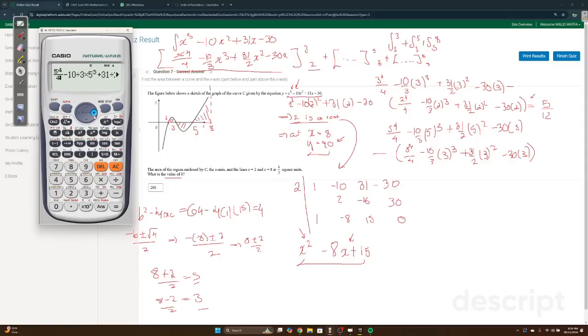10 over 3 times 5 cubed, 31 over 2 times 5 squared minus 35 minus, open bracket, 3 to the power 4 over 4 minus 10 over 3 times 3 to the 3 plus 31 over 2 times 9 minus 30 times 3. So we said 1216 over 9. Okay, next, substitute 8 and 5.